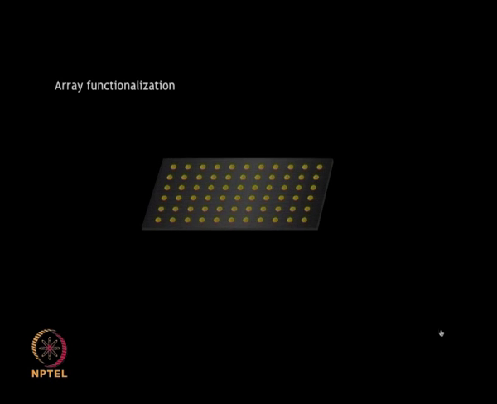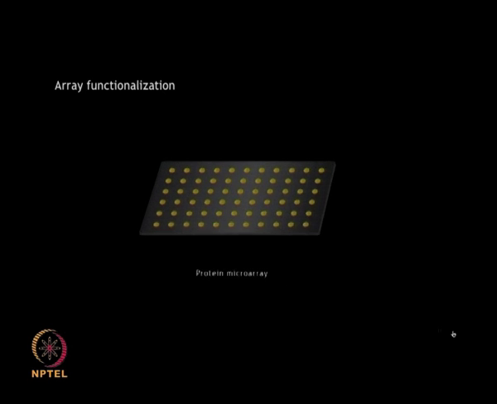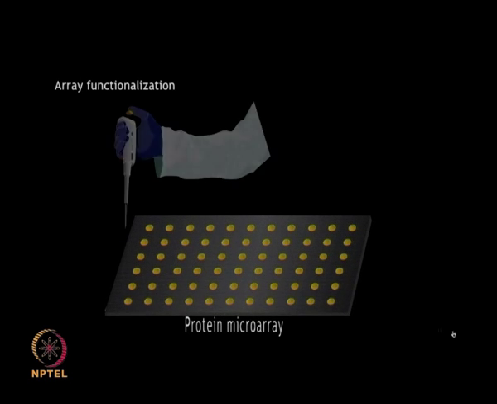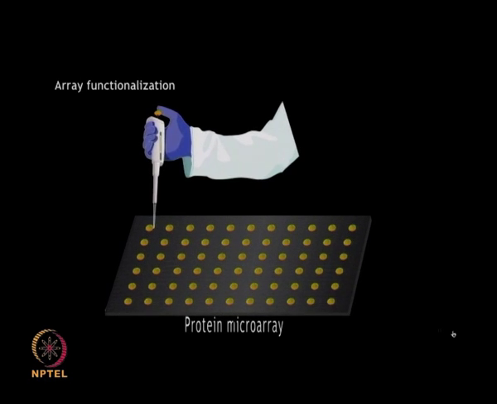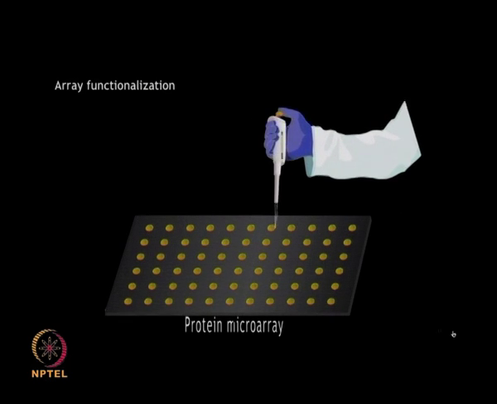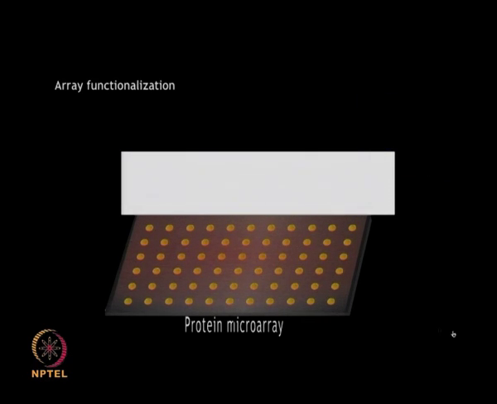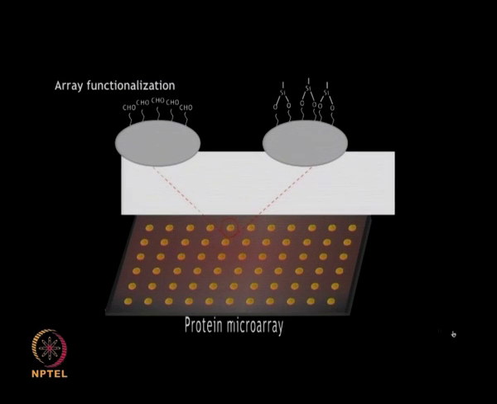The array functionalization: the array surface is functionalized with a suitable chemical reagent that will react with groups present on the protein surface. The aldehyde and silane derivatizations are commonly used as they interact well with the amino groups present on the protein surface, which results in the firm capture of the proteins.